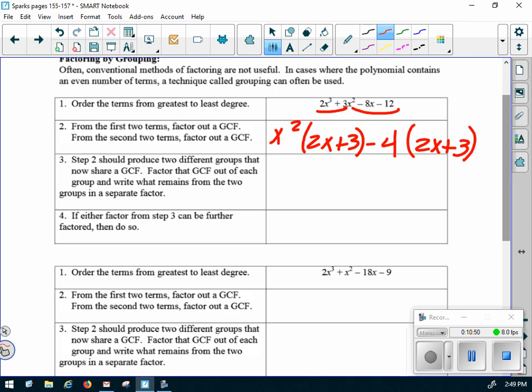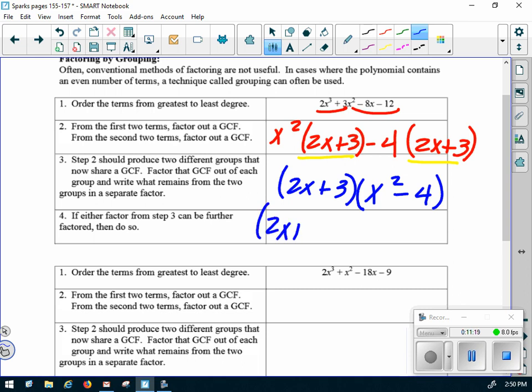Now the angels start singing right here because this and this are the same. Yeah. So what you're going to do is you're going to factor out that 2x plus 3 kind of as a GCF times whatever you're left with, x squared minus 4. And then you say, self, am I finished? And you say, no, because I got another difference of 2 squares. 2x plus 3 times x plus 2 times x minus 2.